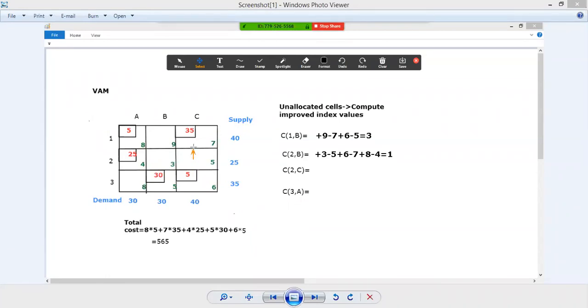Now from this cell, let us choose this path. From the empty cell, reach the allocated cell. Again, start the journey and reach the allocated cell. Start the journey and reach the allocated cell. Now go back to the original empty cell. Now alternatively, assign the plus and minus sign to all corners of the cell, starting from the empty cell or the unallocated cell.